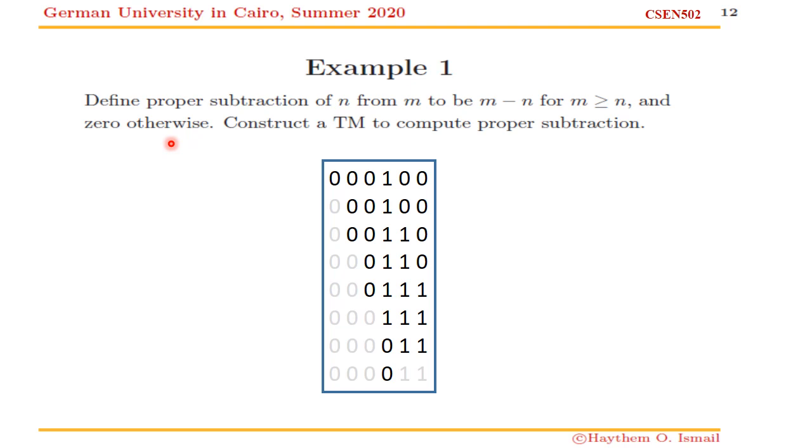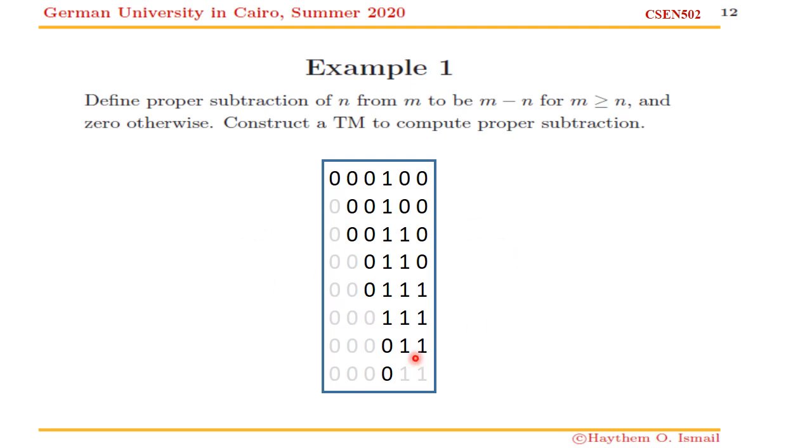So for example, the proper subtraction of 3 from 5 is 2. But the proper subtraction of 3 from 2 is 0, because 2 is not greater than or equal to 3. So we want to construct a Turing machine that will compute proper subtraction.